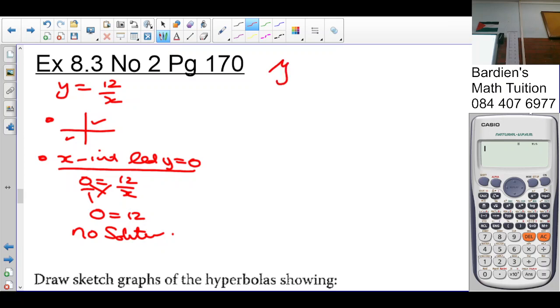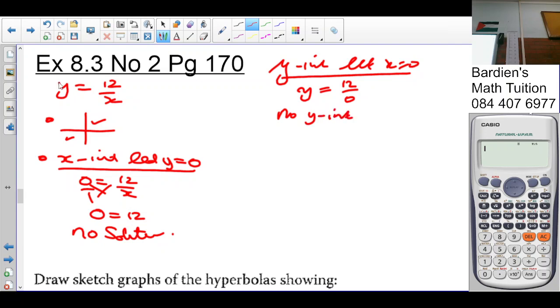Then we go y-intercept. What do you do for y-intercept? When x is equal to 0. So we go y is equal to 12 over 0. Again, no solution. So no y-intercept. So if we draw this graph, we know that there is no x-intercept and no y-intercept. The graph does not cut the x or the y-axis.